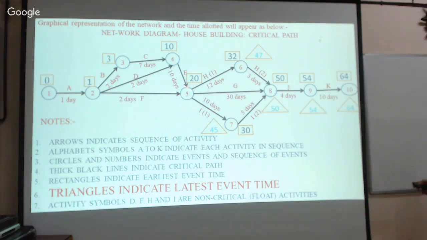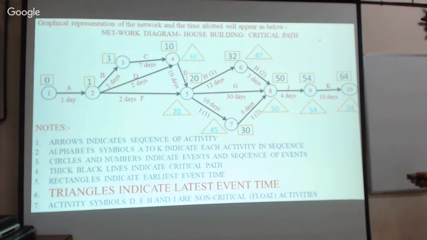To reach this event, we have to complete 20 days, and also we have to complete all these activities. Only after completing all the B, C, D activities can we commence activities G, H and I. Therefore, the time required to start this activity is 20 days. Understood? Got it?